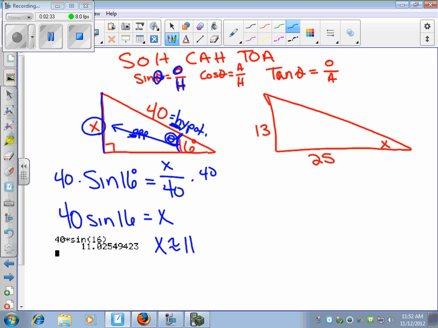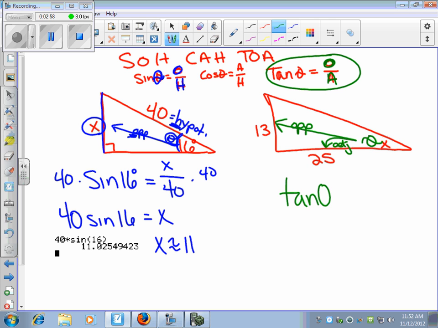meters or whatever. The next problem is a little bit different because, let's see, this time I'm missing the angle. I have the opposite side and I have the adjacent side. Adjacent means touching. And so opposite, adjacent, it looks like this time I'll be using tangent. So I'm going to say tangent of some degrees is equal to the opposite over the adjacent.